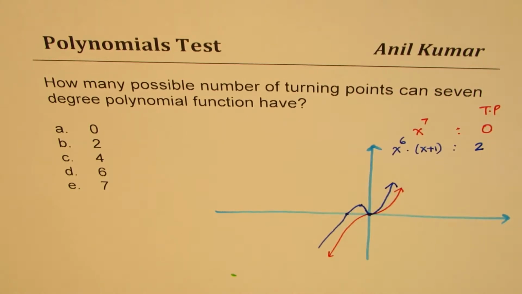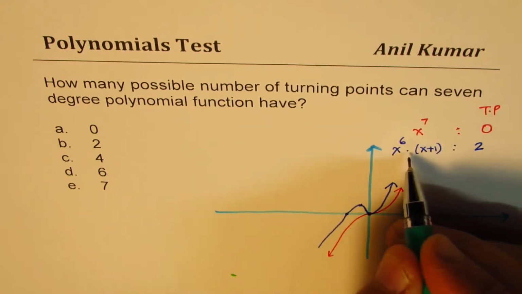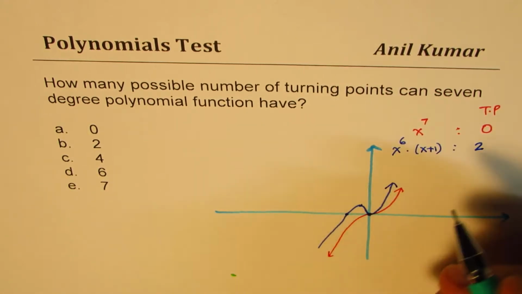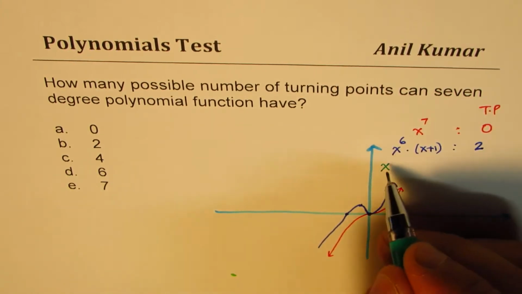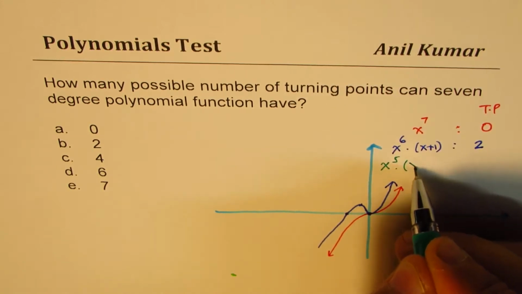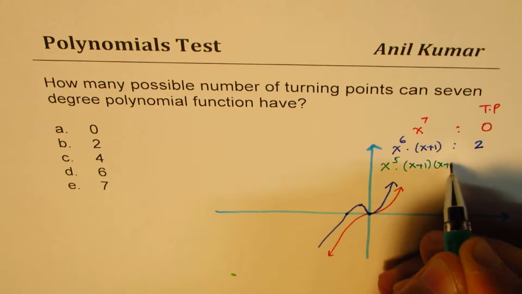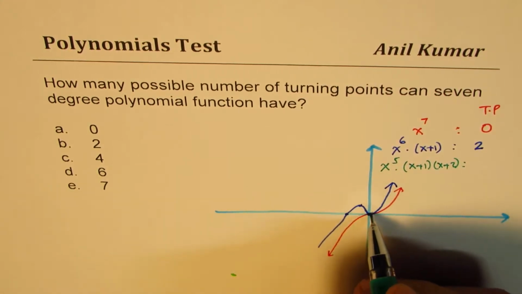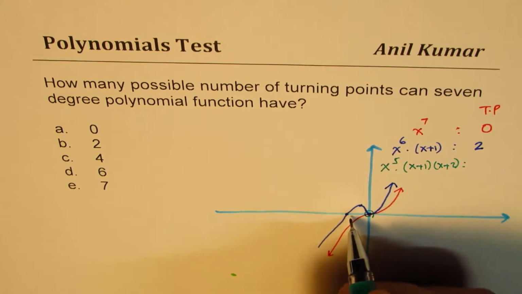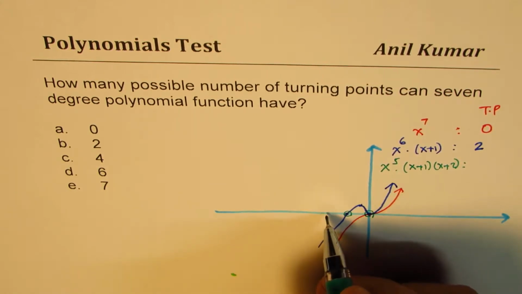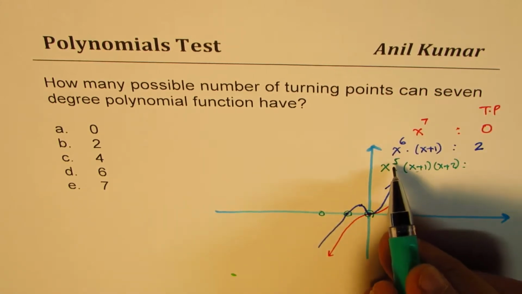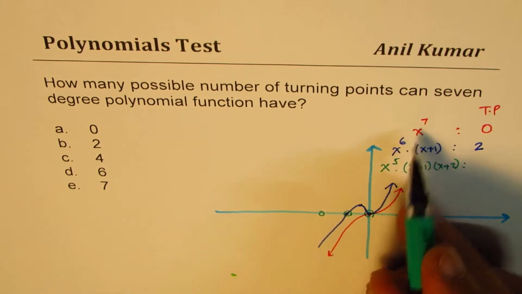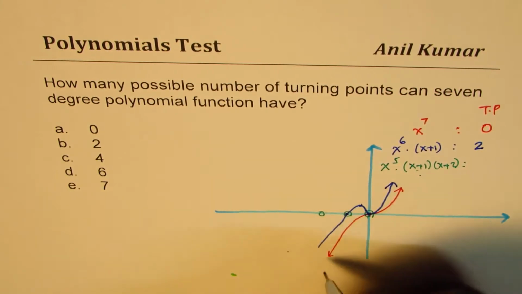Now we could have a function with more than 2 zeros. Let's say we add another zero to it. So we say x to the power of 5 times x plus 1 times x plus 2. In this case, we still maintain a zero at the origin and at minus 1, but we have introduced another zero at minus 2. Both these are linear zeros. This one is to the power of 5, so it will go like it went for x to the power of 7. We have to start from this end.